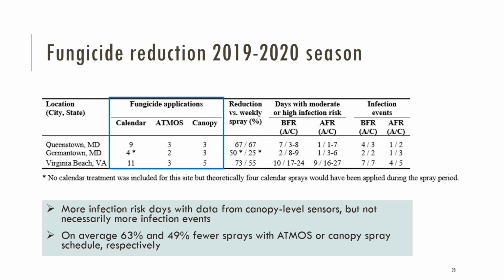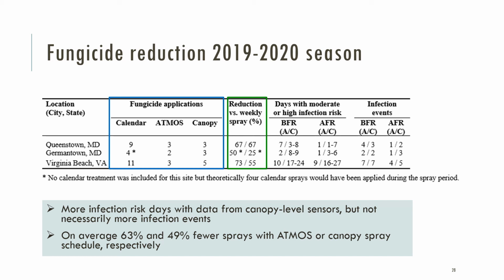This table shows the number of fungicide applications in the 2019-2020 season for the three sites. We have the three spray schedules, the weekly calendar spray schedule and the two model-based spray schedules. With the model-based spray schedules, the number of sprays could be reduced by, on average, 63 and 49% with the Atmos and the canopy spray schedule respectively.